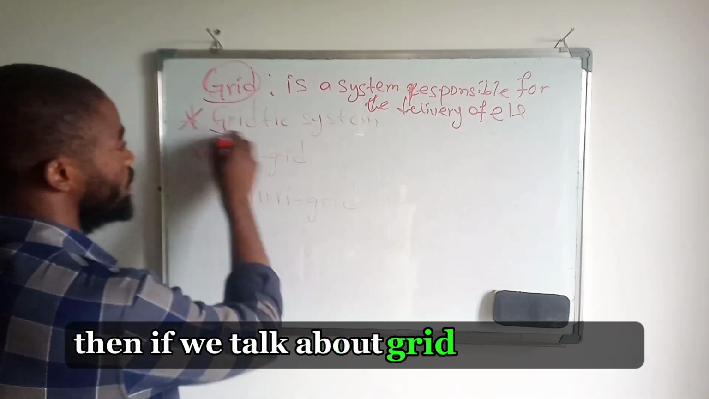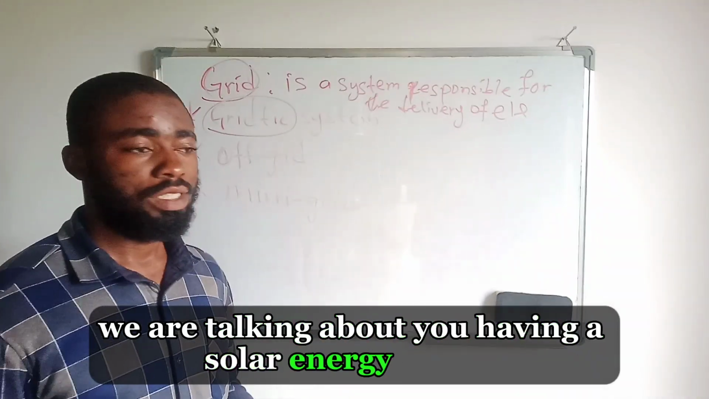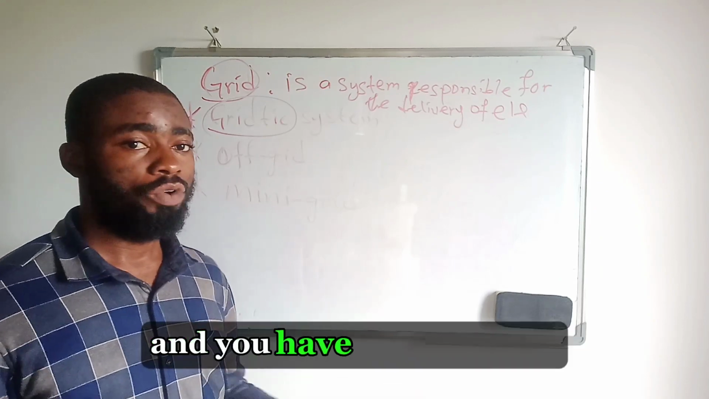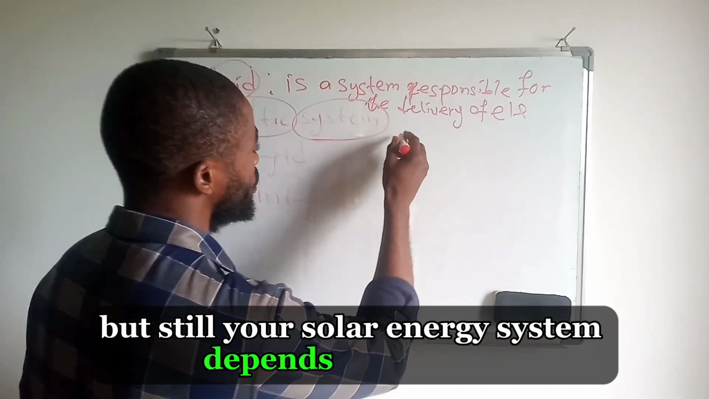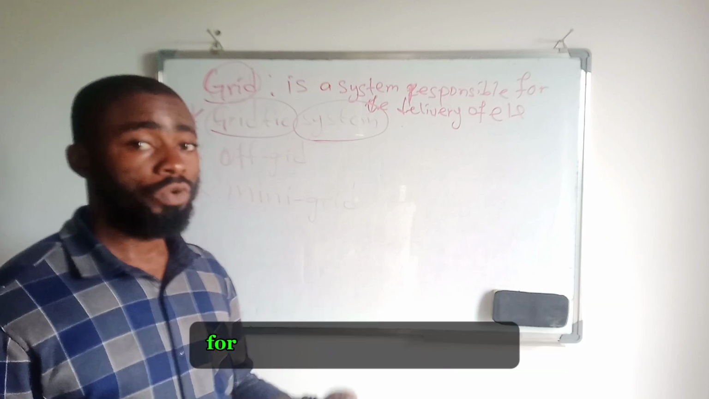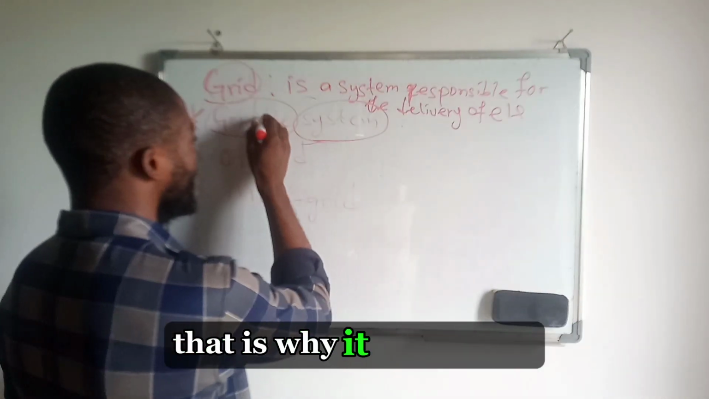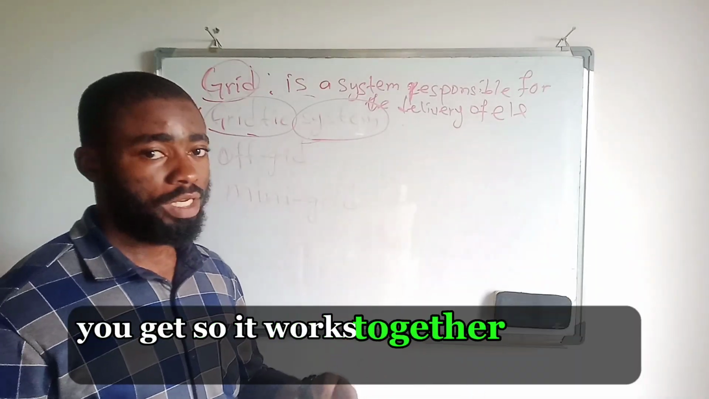Then if we talk about grid tie system in solar energy, we are talking about you having a solar energy system. You have your solar panels, you have your battery bank, and you have your inverter, but your solar energy system still depends on the grid. It depends on other sources of electricity for it to work properly. That is what the grid tie system is. That is why it is grid tied. It works together with the grid.